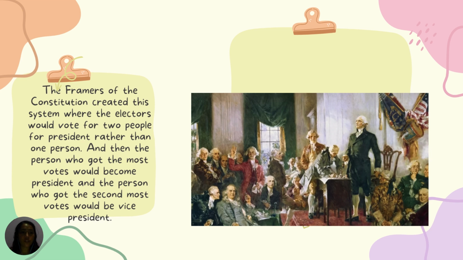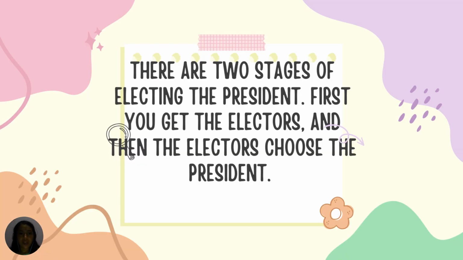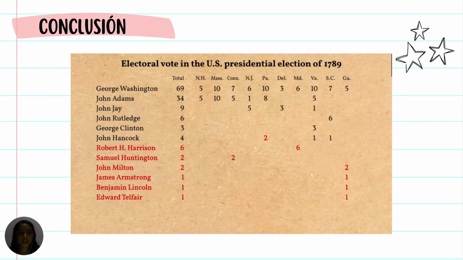The framers of the Constitution created a system where each elector would vote for two people for president rather than one. The person who got the most votes would become president, and the person who got the second most votes would be vice president. There are two stages of electing the president: first, you get the electors, and then the electors choose the president.